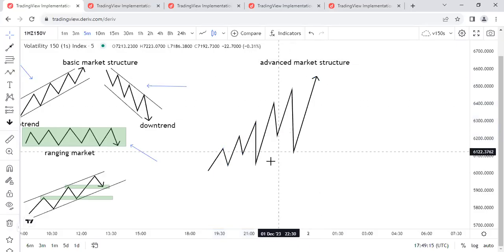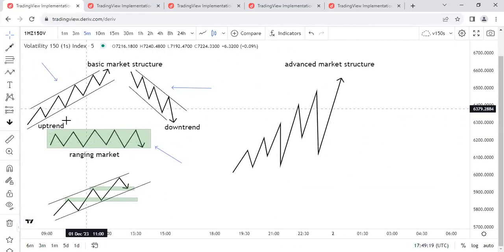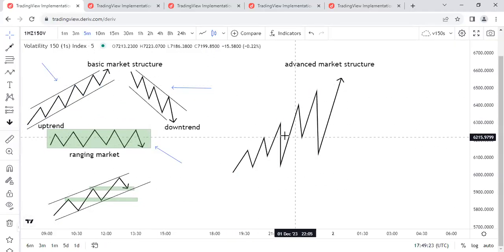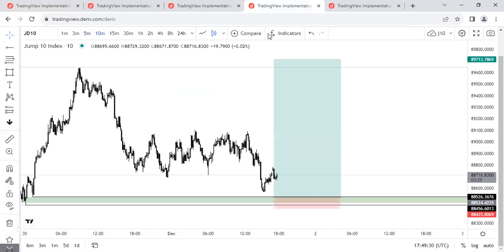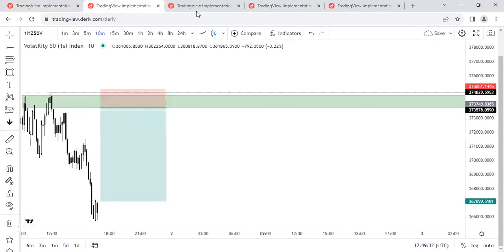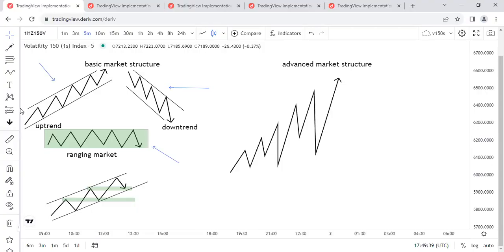You can see the difference between the movement of this basic market structure, which is so simplified, and the movement of this advanced market structure. Are you guys listening? I don't want to rush it. Are you guys understanding what I'm saying? If you're understanding, please, okay, good. Because I don't want to rush the process. I want you guys to understand.